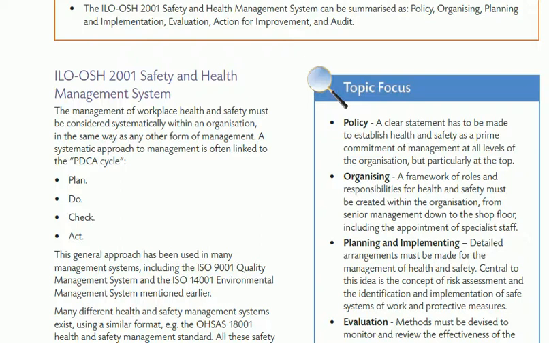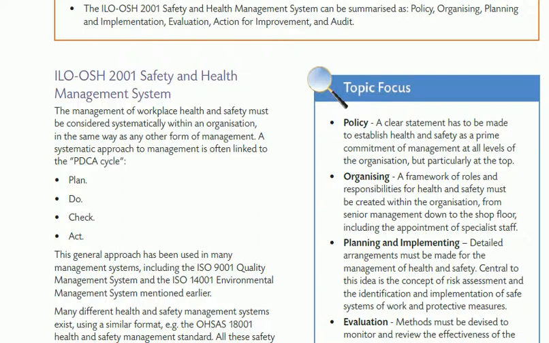Now, organizing. Organizing is a framework of roles and responsibilities for health and safety policy that must be created within the organization from senior management down to the shop floor, including the appointment of specialist staff. Organizing here indicates those who are responsible for ensuring these policies are met or kept, in the sense that you assign roles and responsibilities, beginning with the senior management to the least individual in the organization. Everybody has their role, even the safety specialist. Organizing is you assign roles.